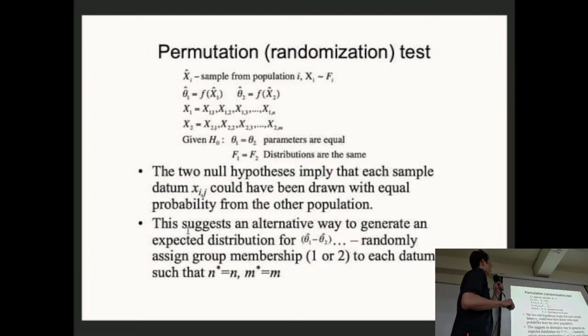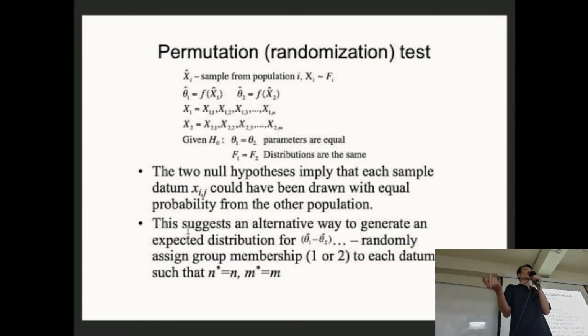So if the null hypothesis is correct, that implies each sample of data could have been drawn with equal probability from the other population. Which means F1 is equal to F2, which means the two populations are not distinguishable. So I can draw from x1 or draw from x2, it does not matter anymore, because F1 is equal to F2, right? And θ1 is equal to θ2.